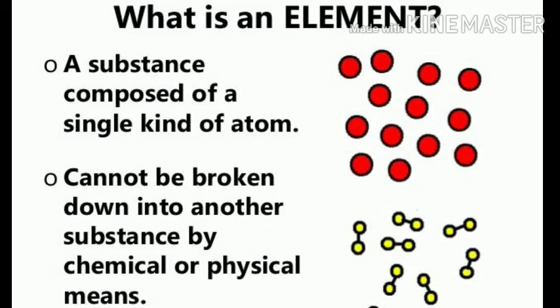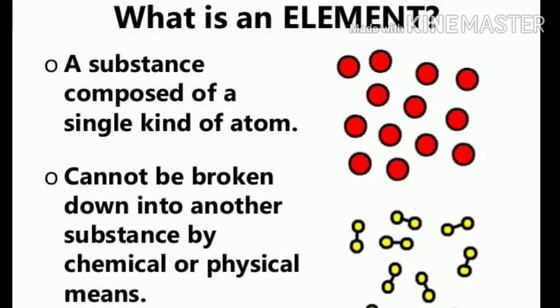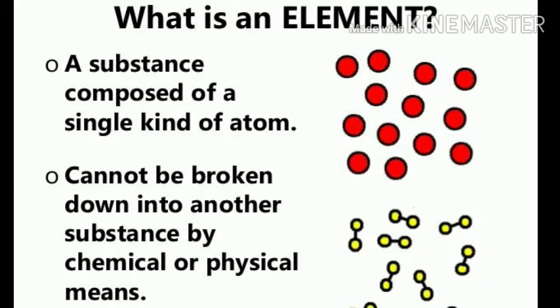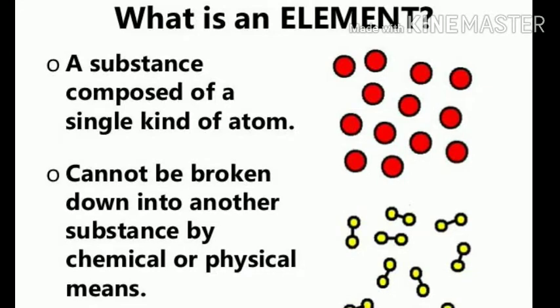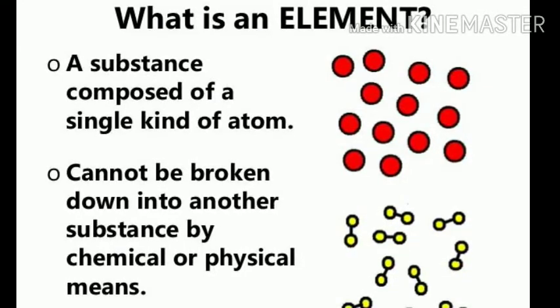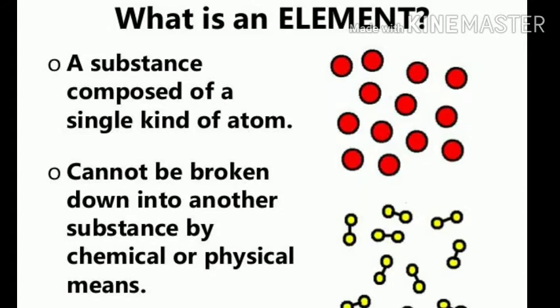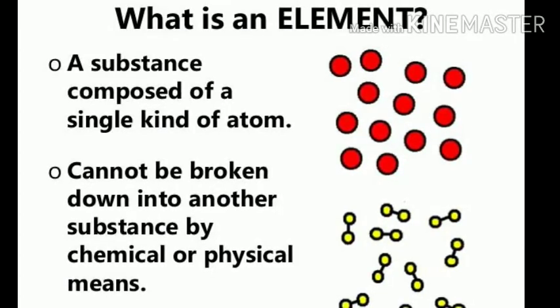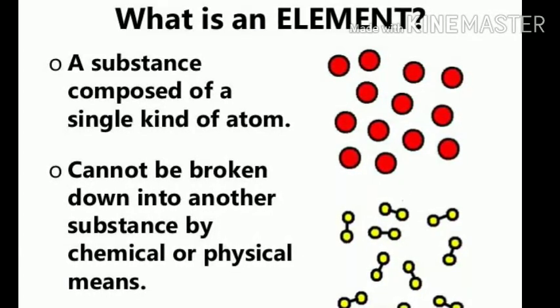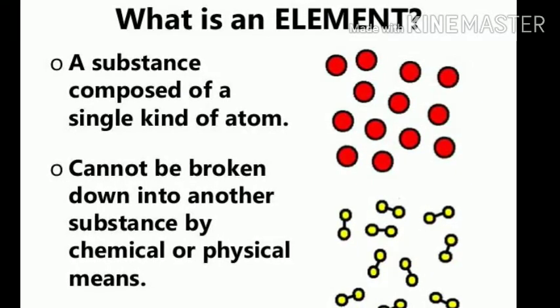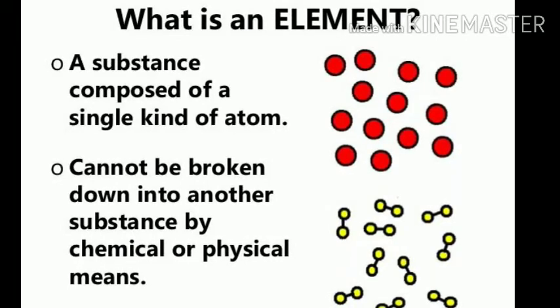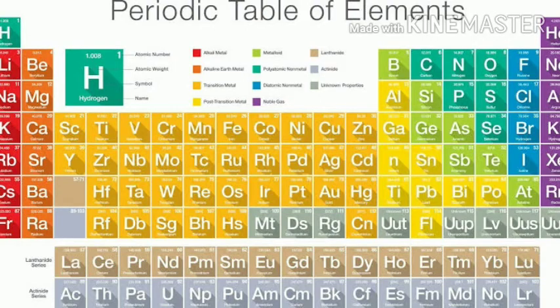So already you know that in the universe everything is made up of atoms, and in the same way we have elements. Let's see what is an element. A substance which is composed of a single kind of atom is called an element, and it cannot be broken down into another substance by chemical or physical means. 100 existing elements are listed and classified on the periodic table. You can see the periodic table. In this we have a number of elements starting from hydrogen.